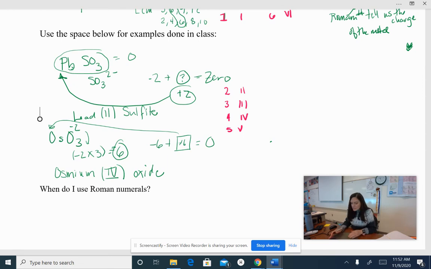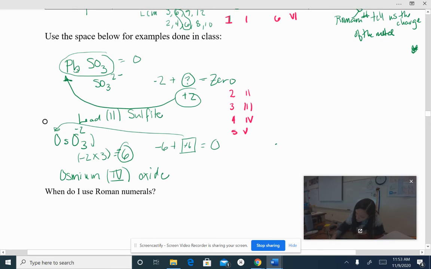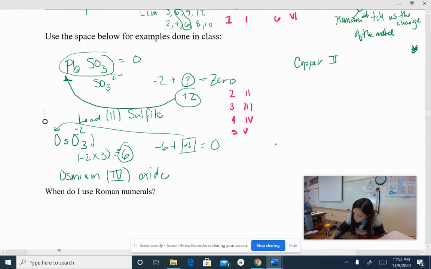Okay, now let's do a couple of the other where I'm giving you the name and you come up with the formula. You guys ready for that? Okay, let's do this. What if I have copper 2 acetate? Okay, let's break this apart.